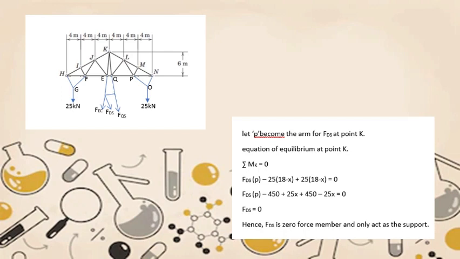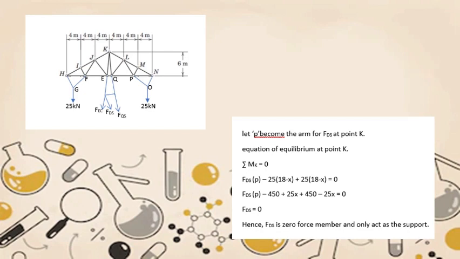Looking at the slide, we can find the force FDS. Let P become the arm for the FDS at a point K, and then by using the equation of equilibrium at point K, the summation of moment at K is equal to 0.